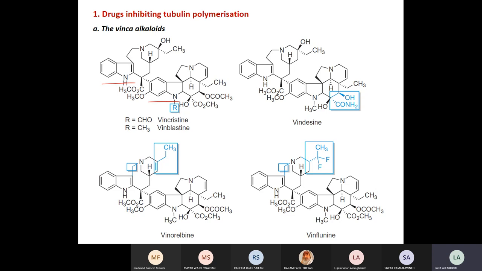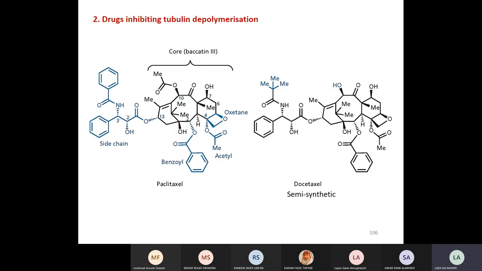Okay? What we will discuss in more detail are those that inhibit depolymerization, which are taxol or paclitaxel. Docetaxel we will talk about shortly. If you look at its structure, do you think this compound comes from nature, or was the structure designed in the lab? It's definitely, due to its very high complexity, yes, it comes from a natural source.